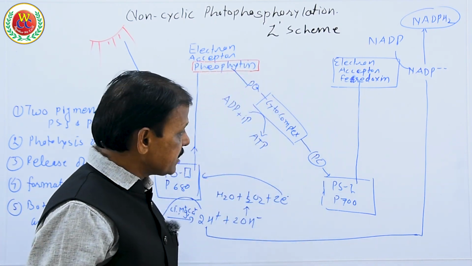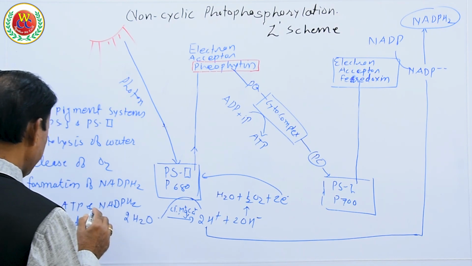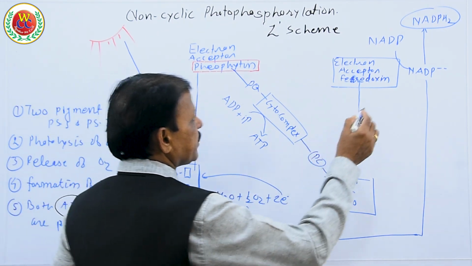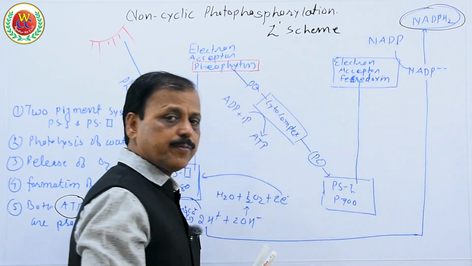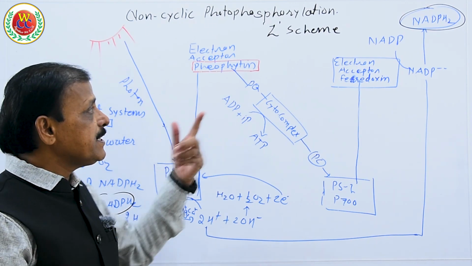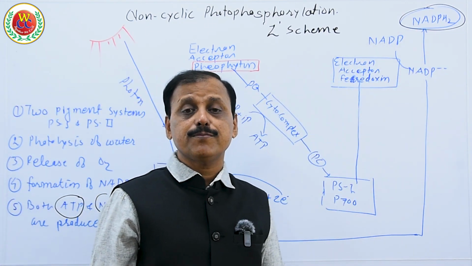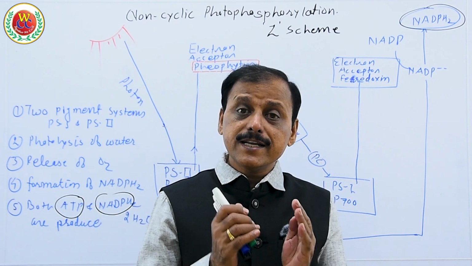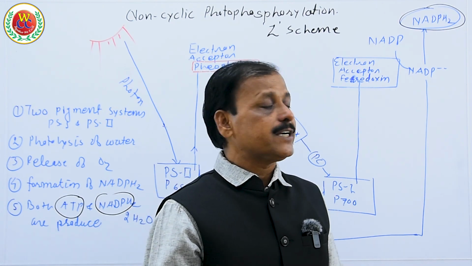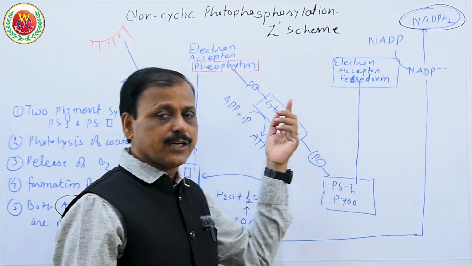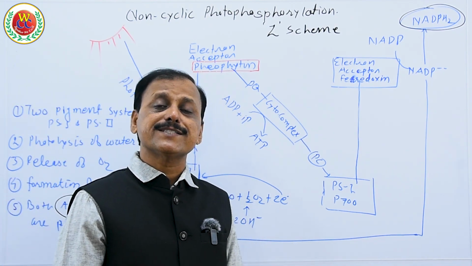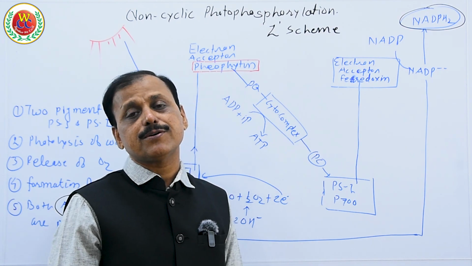Now this NADPH2 and ATP are both required for reduction of carbon dioxide into carbohydrate during the dark reaction. So they are the assimilatory power. They are the limiting factor of photosynthesis or the dark reaction. Unless both ATP and NADPH2 are generated during the light phase, the dark reaction cannot occur, as they stand as the assimilatory power to reduce carbon dioxide into carbohydrate during the dark phase, which occurs in the stroma.